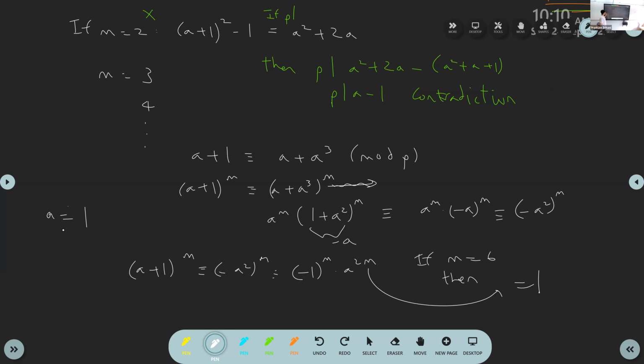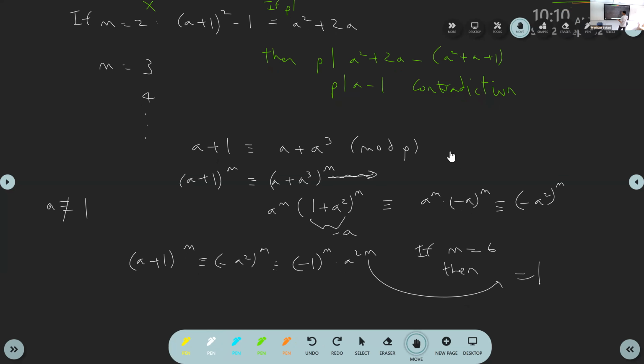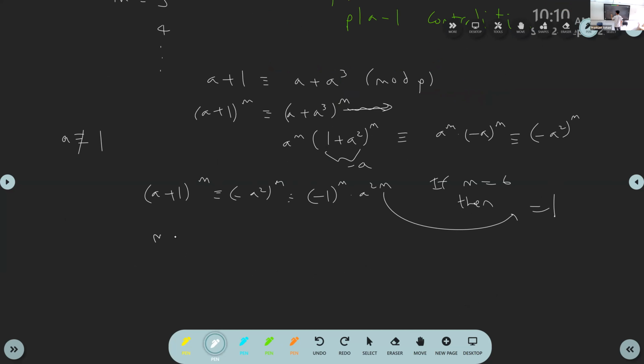Actually, we can be sure that a is not congruent to 1. So yes, what you're saying is correct. Odd values of m will definitely not work. And for even values of m, the number of trials is very small, so we can finish it manually also, right? This is much easier to try. So let m be 1, 2, 3, 4, 5, 6.